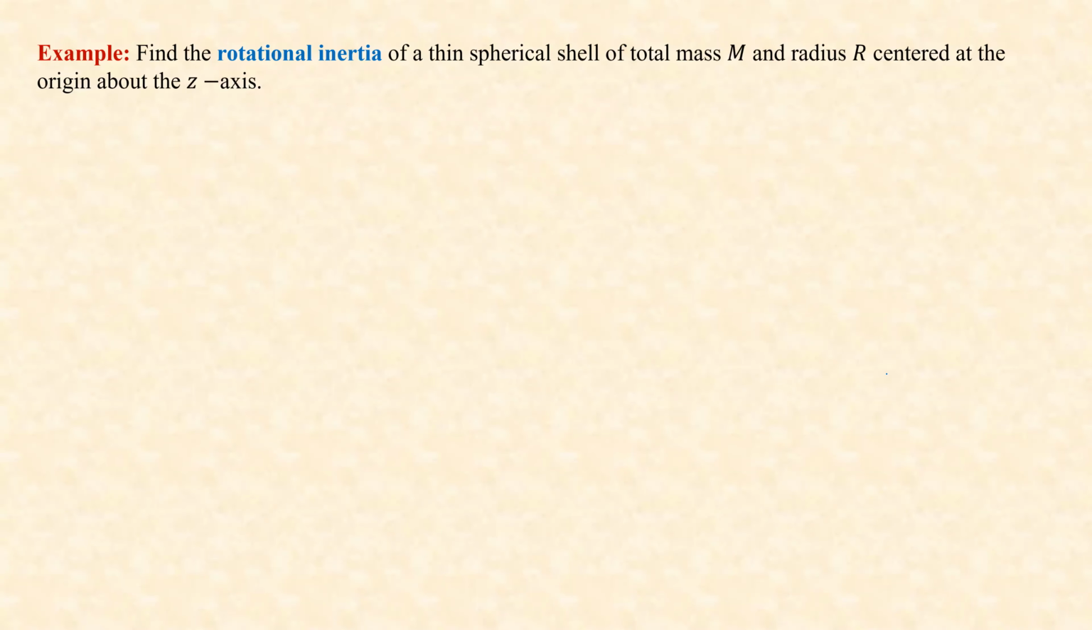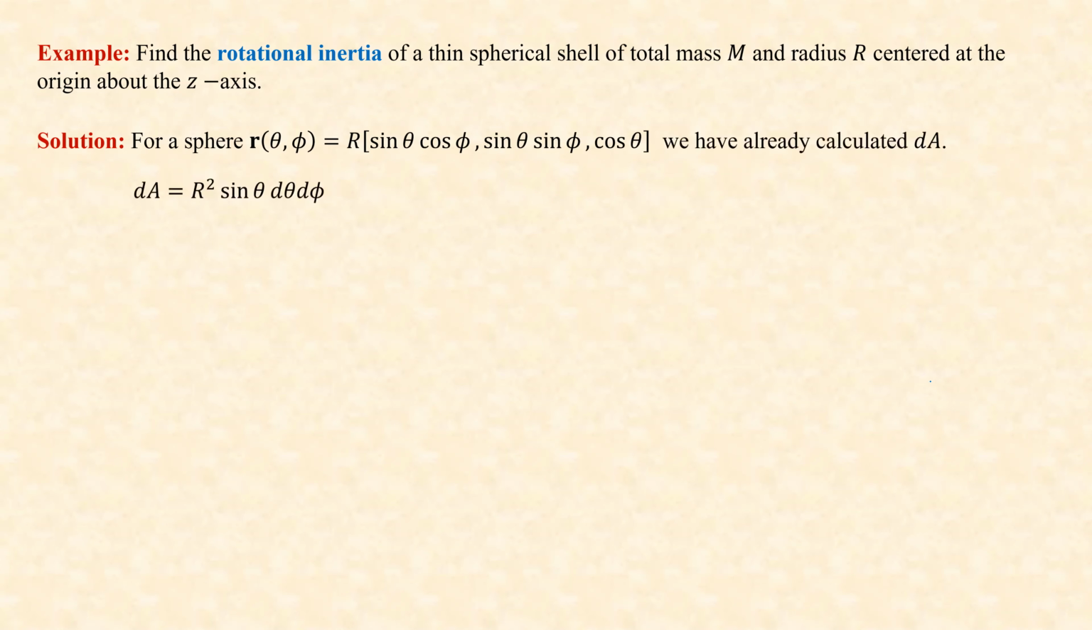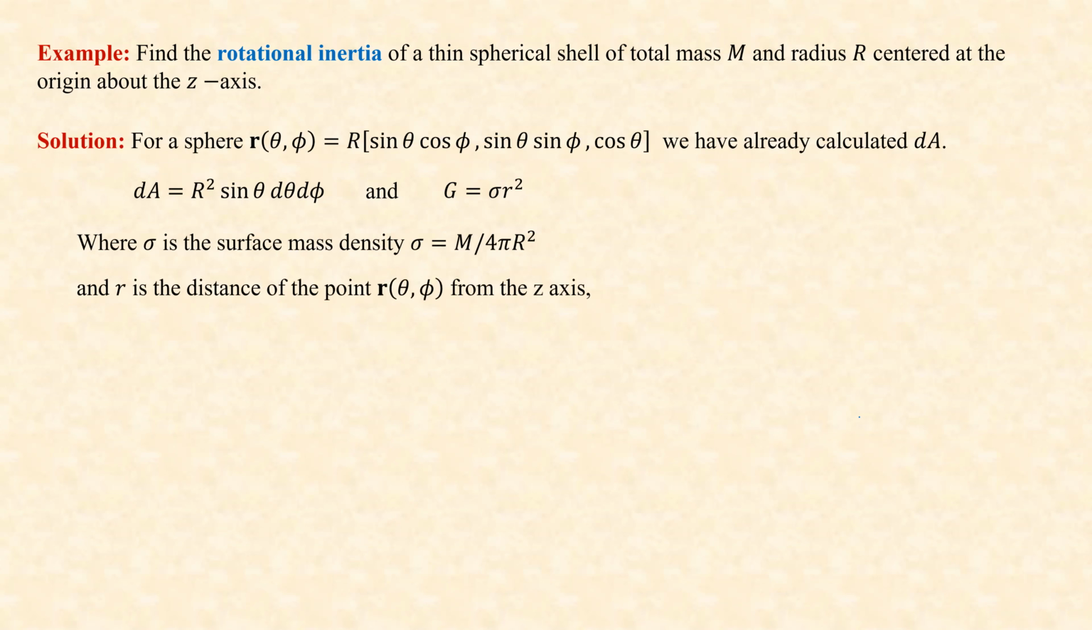Find the rotational inertia of a thin spherical shell of total mass m and radius r centered at the origin about the z-axis. So again, we do the parameterization as before, and we already know what dA looks like. dA is r squared sine theta d phi, and g is sigma r squared, and sigma is the surface mass density, which is the total mass divided by the total area, which is m divided by 4 pi r squared. All right? And then r is the distance of the point (r, theta, phi) from the z-axis. So what is the distance of a point from the z-axis?